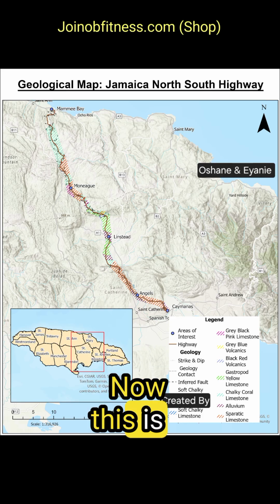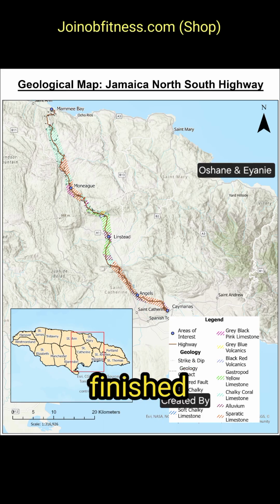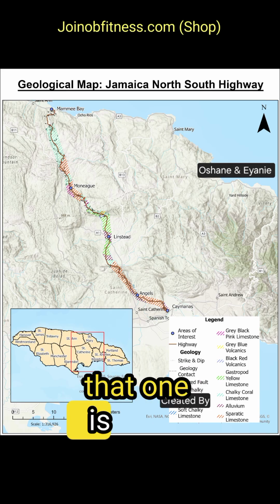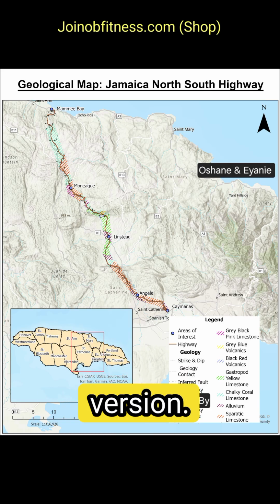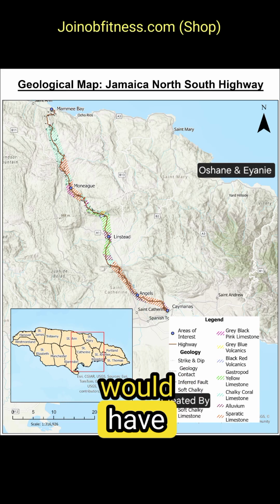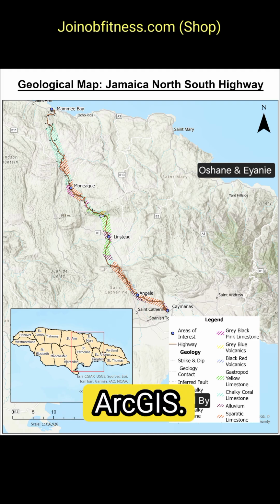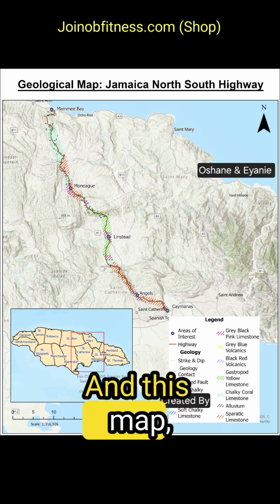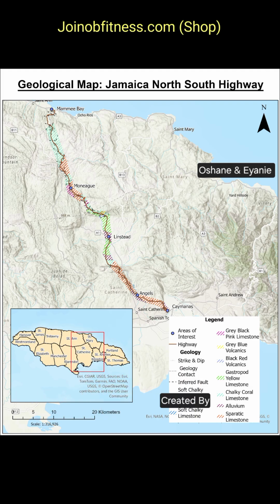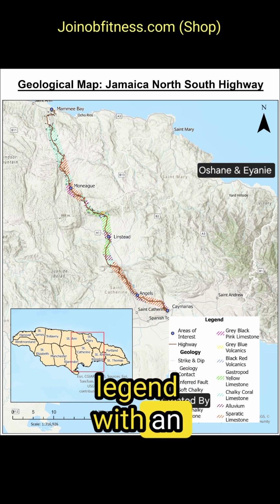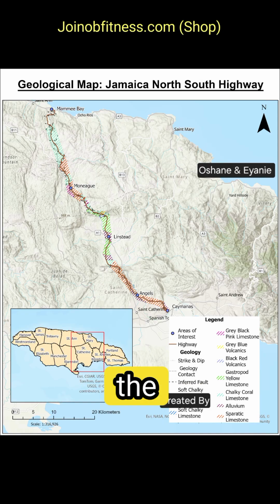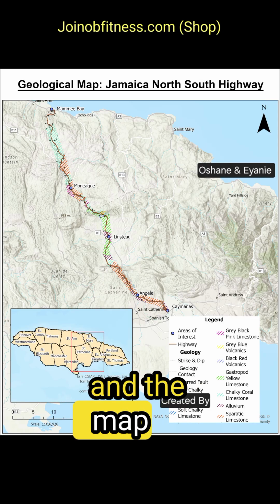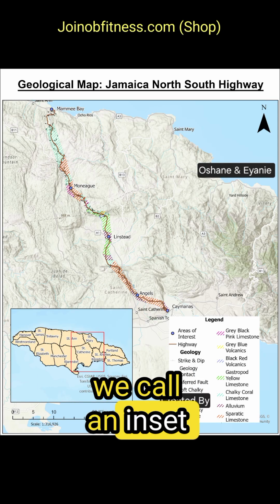Now, this is a copy of a finished geological map compared to the one I showed earlier. That one is more so the rough version. This now would have been done in ArcGIS. And on this map, you can see the title, you can see the north arrow, you can see the scale, you can see the legend with an outline of the lithology, the color code, and the map of Jamaica, which is what we call an inset map.